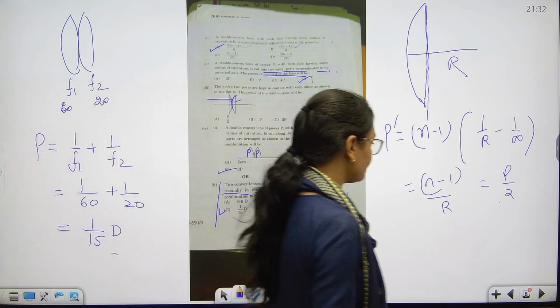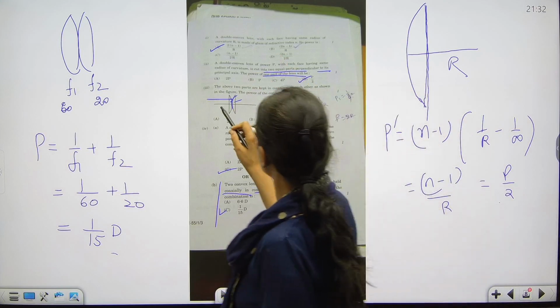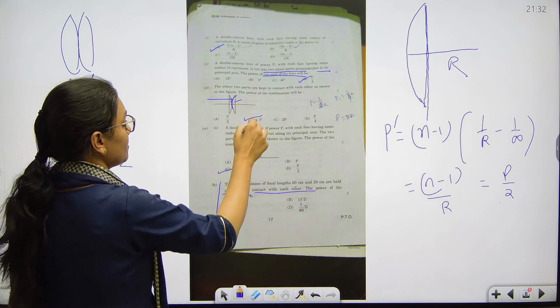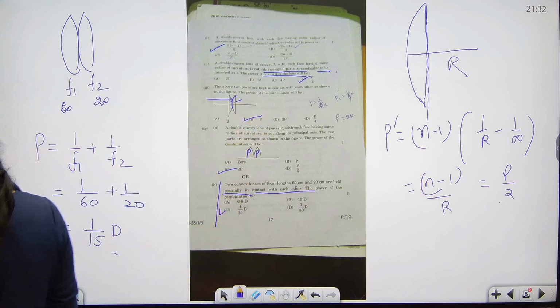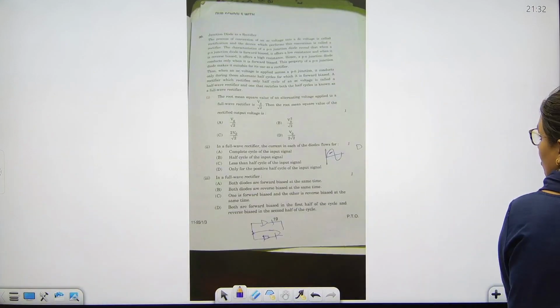C option. So I hope you got all the answers. For this third one, we were having the answer as B. Power will remain same, B. Yes, exactly this one. Okay, got all. I hope you got all the parts.